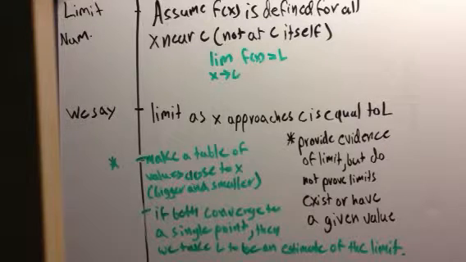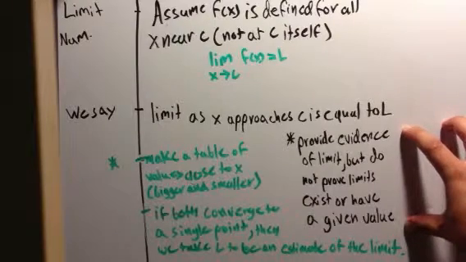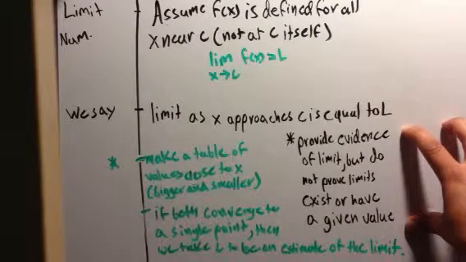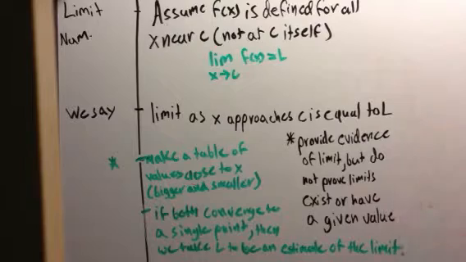One thing we want to keep in mind here is that this is just going to provide evidence of a limit, but it does not prove that a limit exists or even has a given value. So this is just a really rough approximation of what a limit is. It proves that there might be a limit, keyword might, but it does not prove that it even exists or even if it has a value at that point.